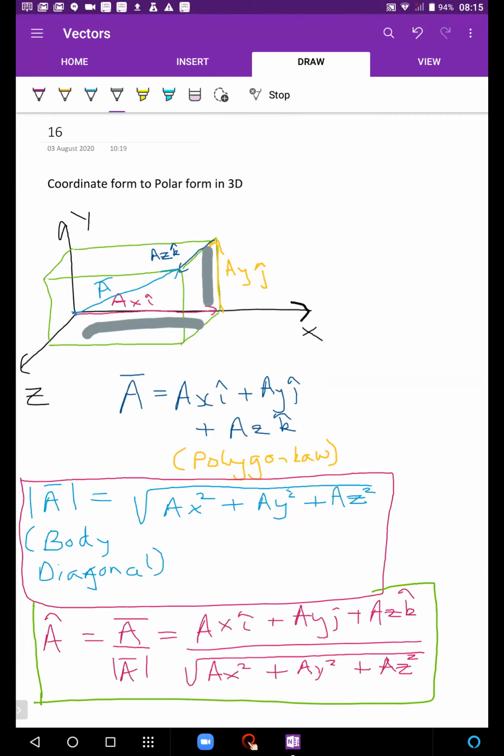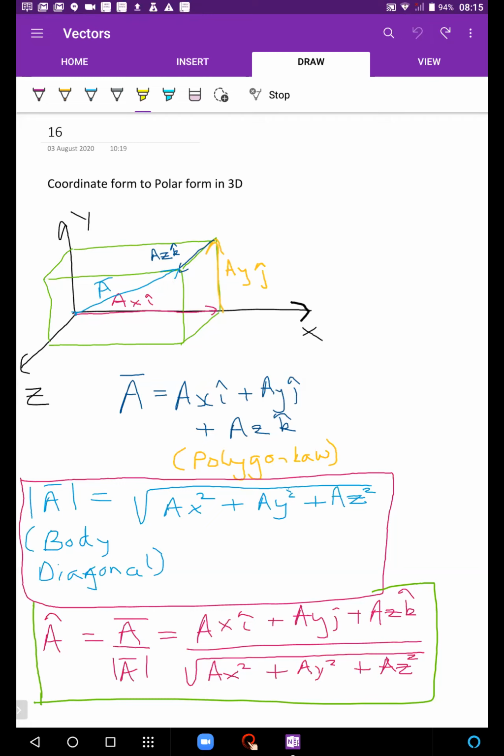Similarly, the third vector is az k cap. So az k cap is a vector of magnitude az parallel to the z-axis. But again, I need to join it head to tail to apply polygon law. So I'm going to drag that and draw it over here. az k cap. So right now, do you see that ax i cap, ay j cap, and az k cap are all joined in the head to tail fashion? Do you see it? I joined these 3.